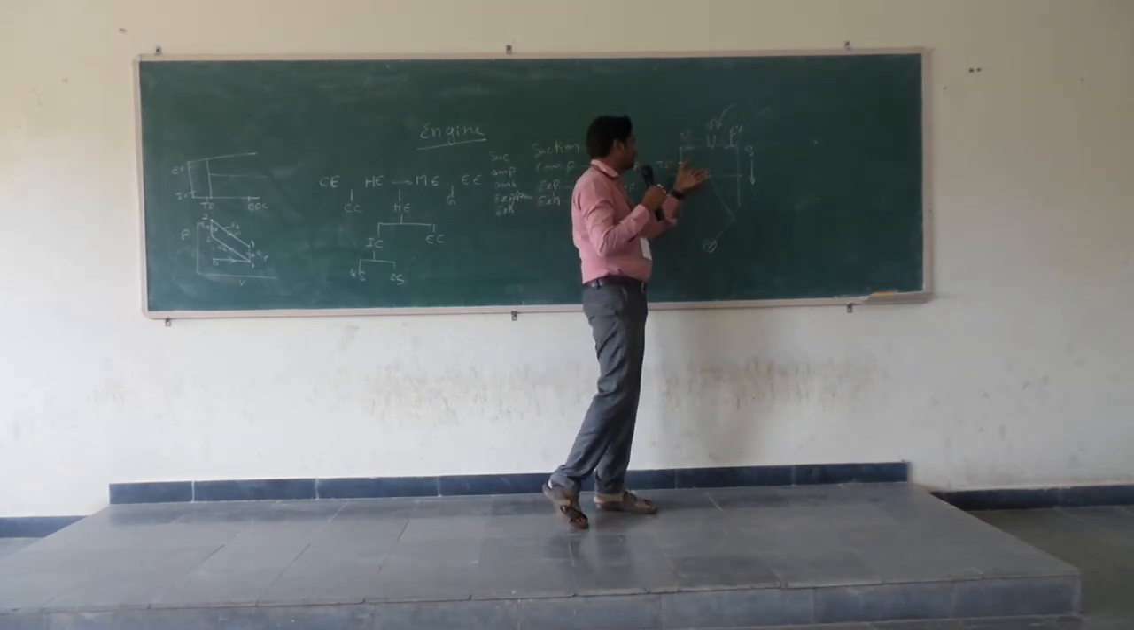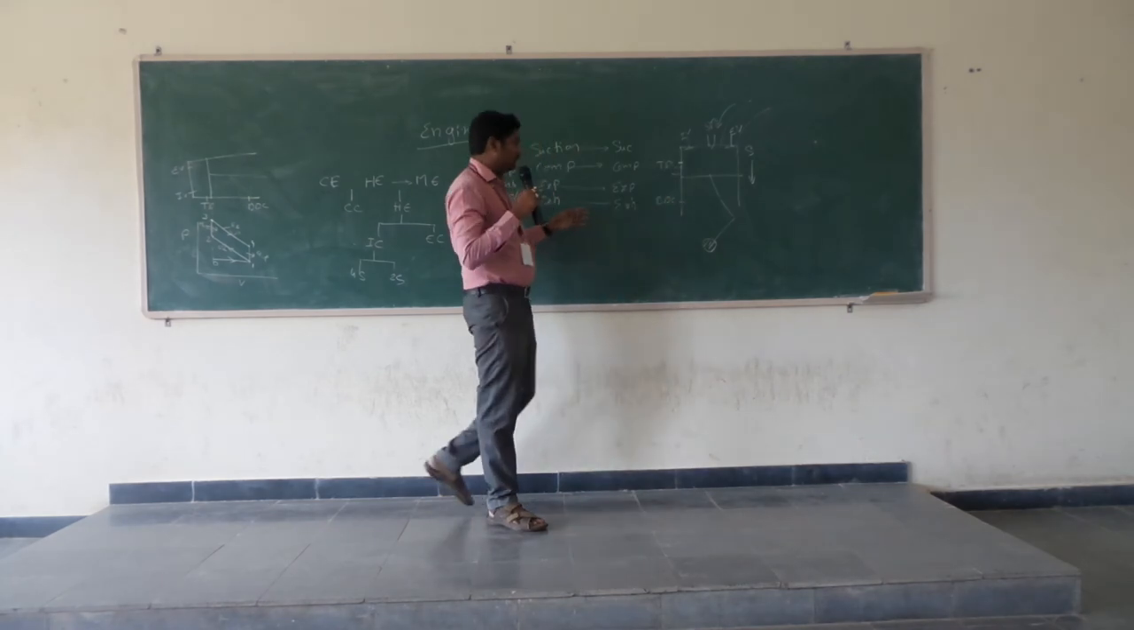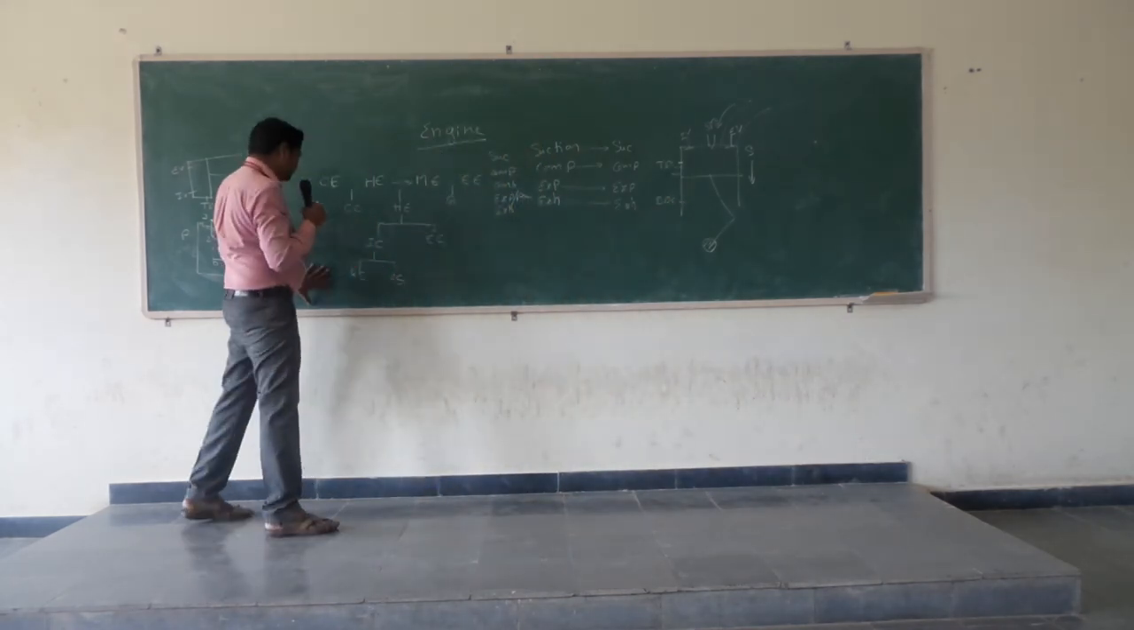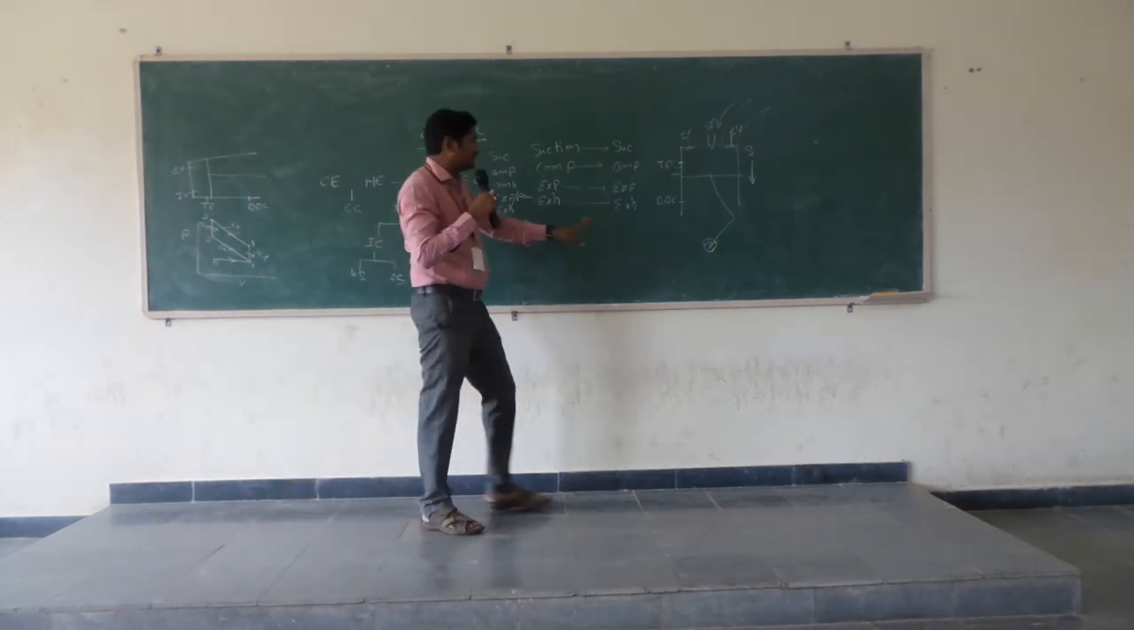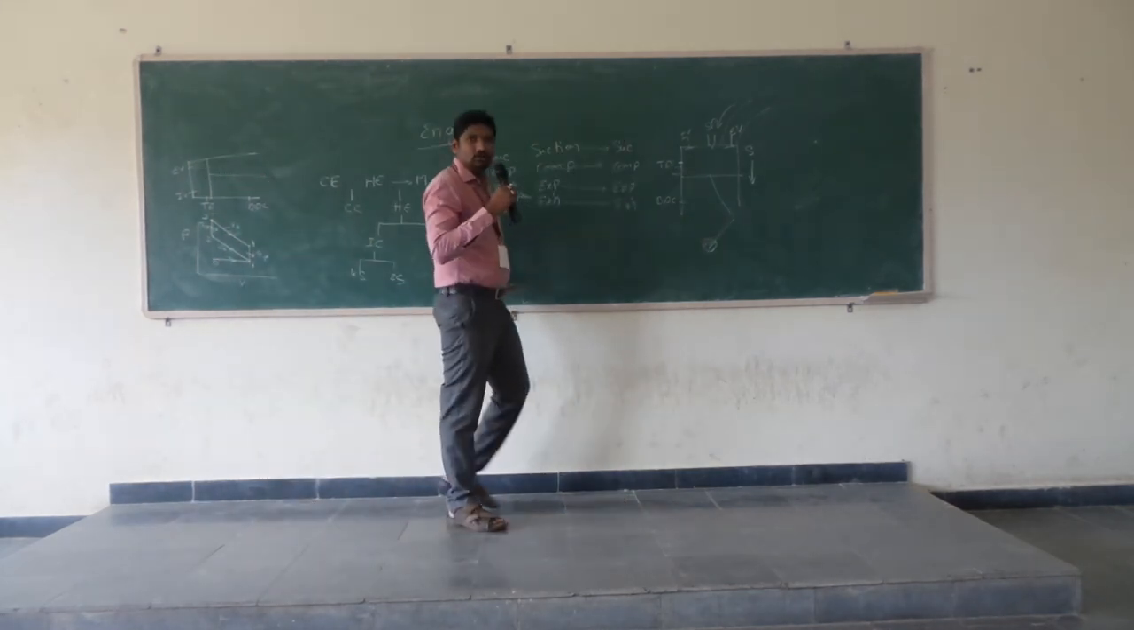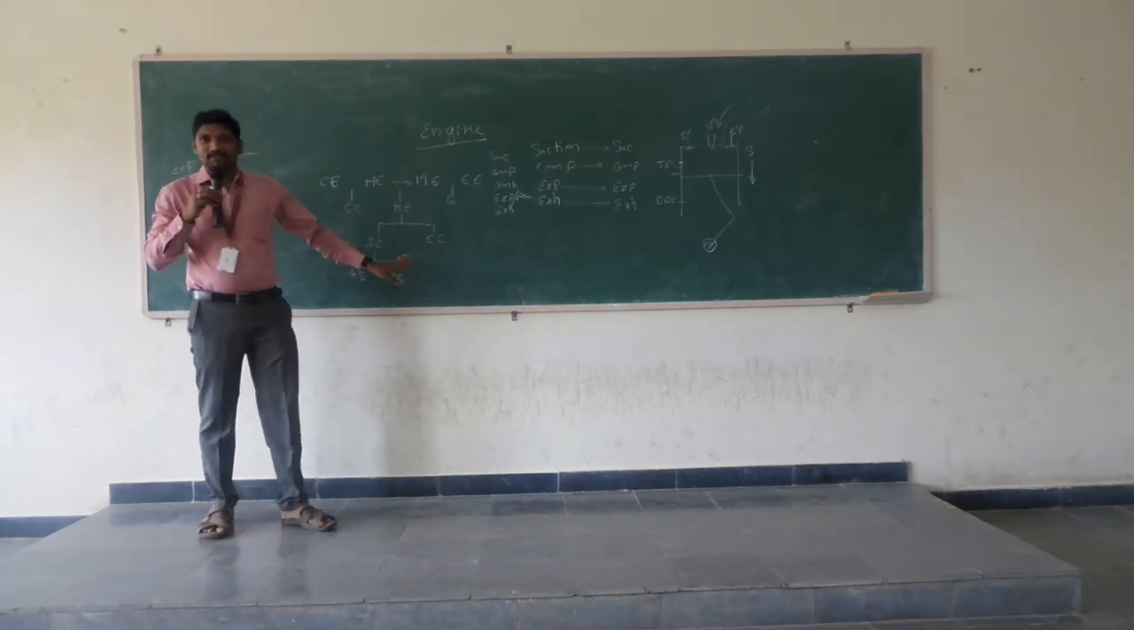A four-stroke engine is a high-speed engine, while the two-stroke engine is the simple engine, and it does not give as much efficiency. The four-stroke engine gives high efficiency. So this is the two-stroke and four-stroke engines. Thank you.